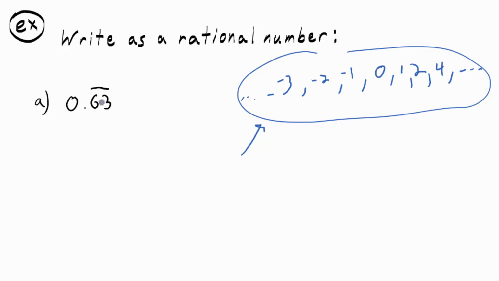So like 0.63 repeated is 0.63, 63, 63, 63. So its decimal representation doesn't terminate, but it does repeat. And so it should have a fraction representation. So when you see the directions "write as a rational number," it's really saying write as a fraction with an integer in the numerator and an integer in the denominator. Okay, so let me show you the trick. There's just one slight variation.